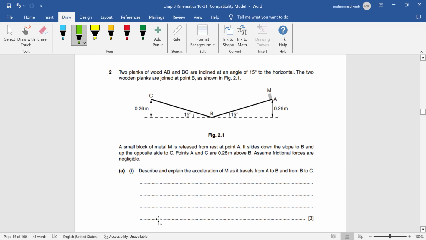Two planks of wood AB and BC are inclined at an angle of 15 degrees to the horizontal. The two wooden planks are joined at point B, as shown in figure 2.1. A small block of metal M is released from rest at point A. It slides down the slope to B and up the opposite side to C. Points A and C are 0.26 meters above B. Assume frictional forces are negligible. Describe and explain the acceleration of M as it travels from A to B and from B to C.